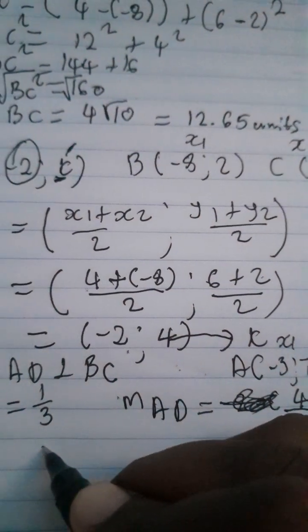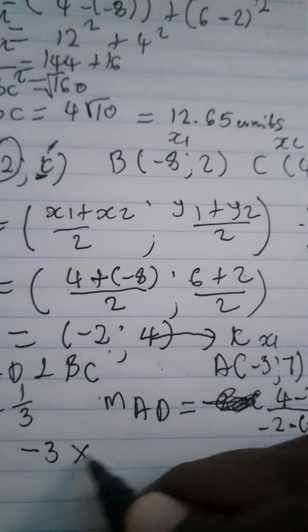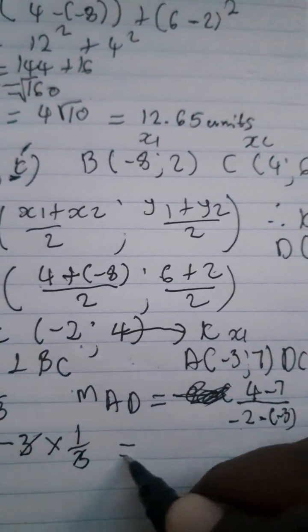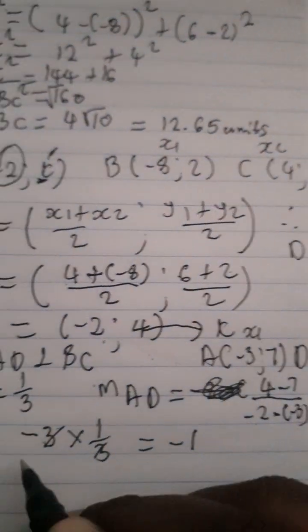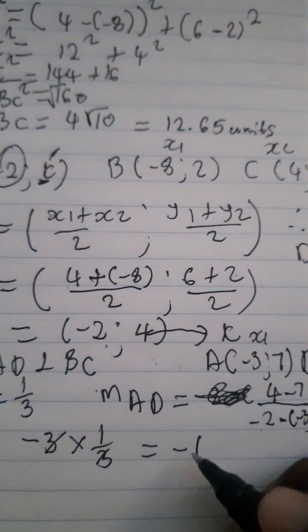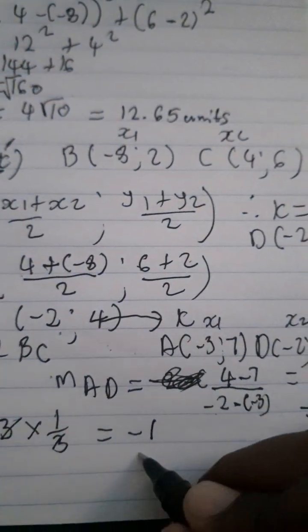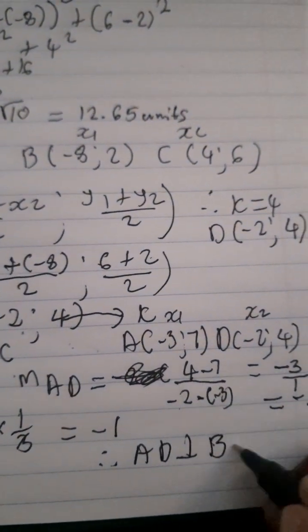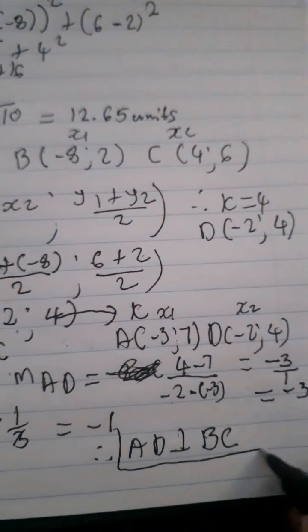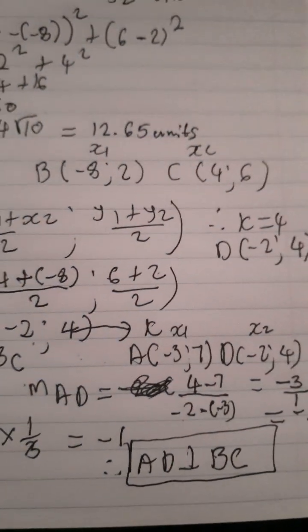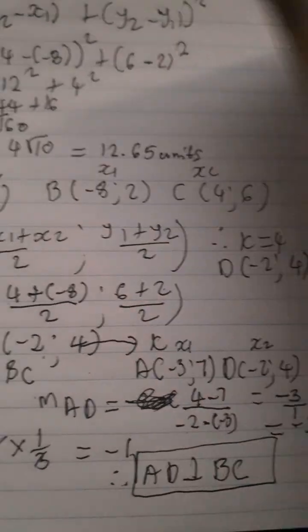So to prove that they are perpendicular, I'm going to say negative 3 times 1 over 3. Then the 3s cancel. What I'm having is negative 1. Just as I told you, when you multiply both gradients, they must give you negative 1. So that means, therefore, AD is perpendicular to BC. I hope, guys, I've made it clear that that's how you're going to calculate such, right?